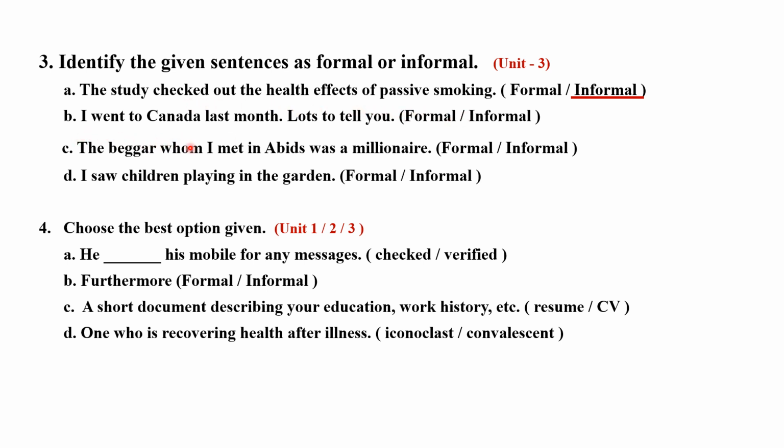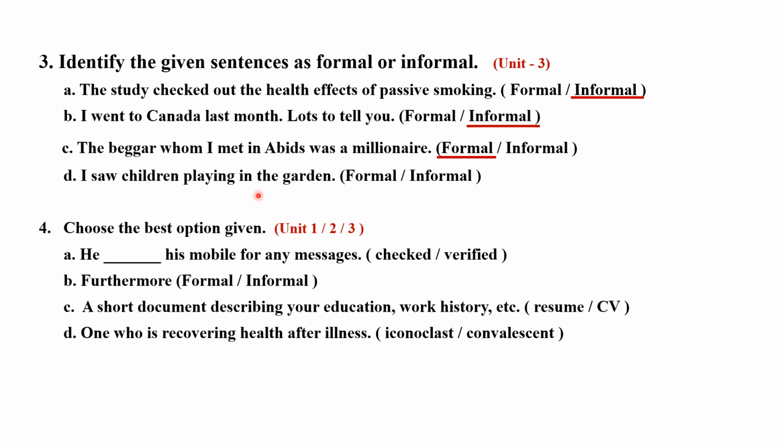B. I went to Canada last month. Lots to tell you. So what is the type here? It is informal. We will not say lots to tell you. So there are many things to discuss or many things to tell you, you can say. C. The beggar whom I met in Abbots was a millionaire. So what type of sentence? It is formal. So whom I met is the correct one. Simply you can also say the beggar I met in Abbots, but it will be informal.